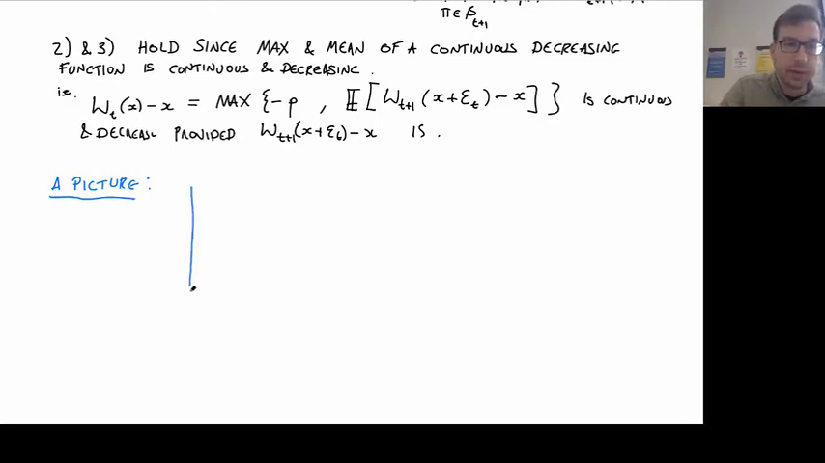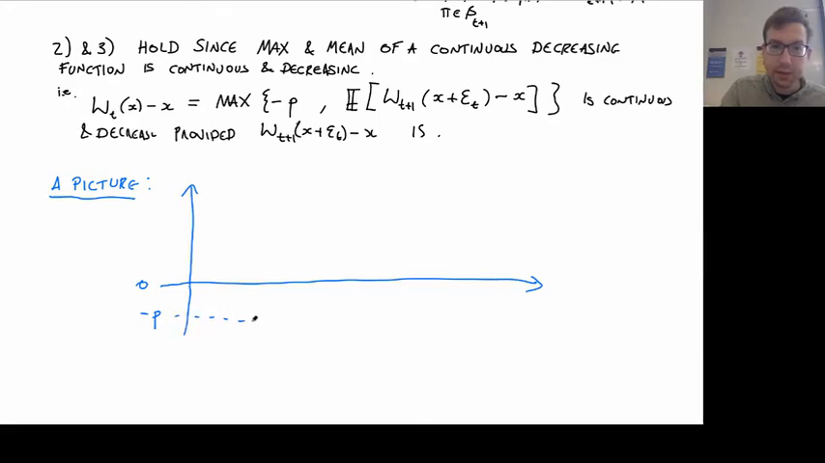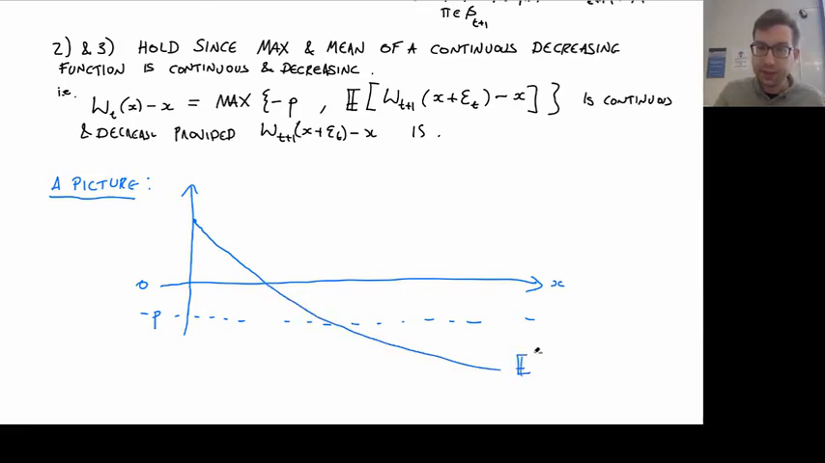is that we could have, we can plot over here the line minus p, okay, and then as a function of x, we can plot the expected value of W_{t+1}(x plus epsilon minus x), okay? And we know that it's a decreasing continuous function, yeah? Okay, this is a decreasing continuous function, so it's going to look something like this. It's going to start somewhere up here, and it's going to decrease. Okay, that is what E of W_{t+1}(x plus epsilon_t minus x) is going to look like. Okay.